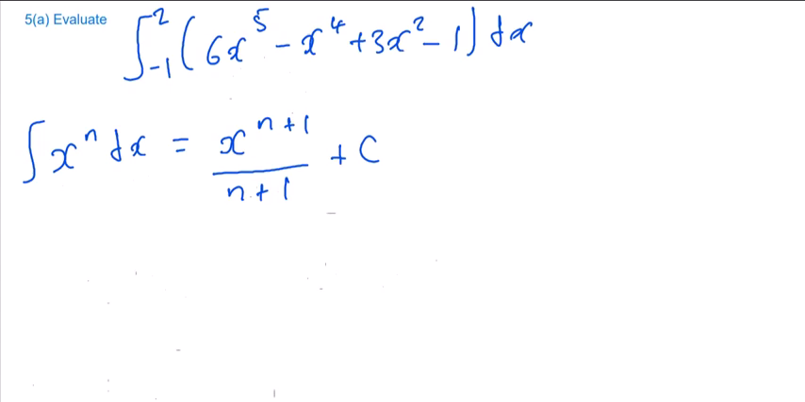So basically today we'll be looking at how we can evaluate this integration question for the 2024 GCE question 5A. We have been given the limits as 2 and -1, where we have 6x to the power 5 minus x to the power 4 plus 3x squared minus 1 integrated with respect to x.